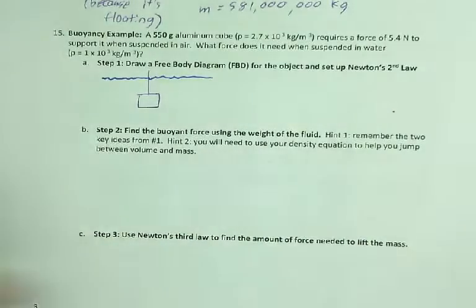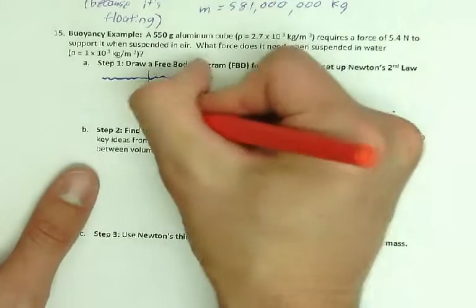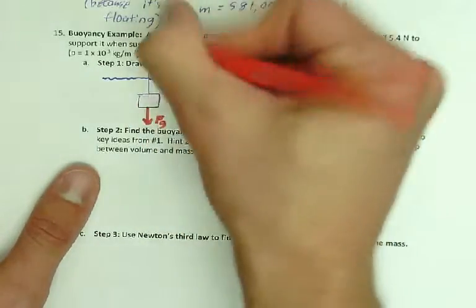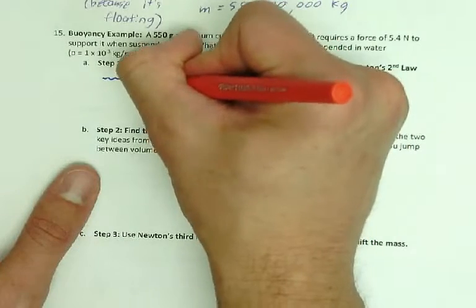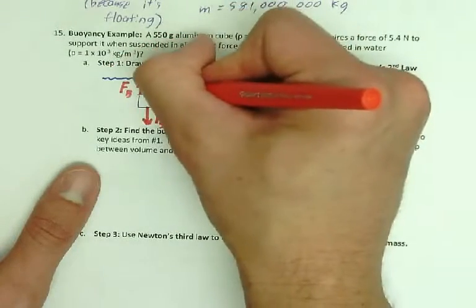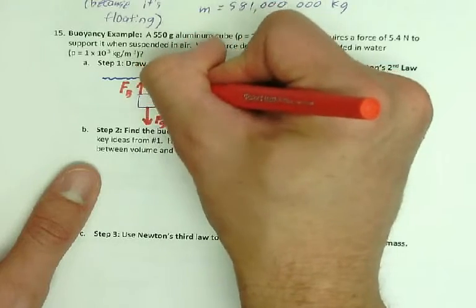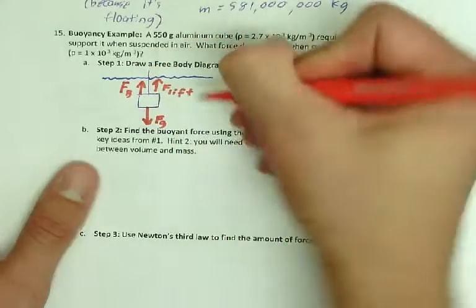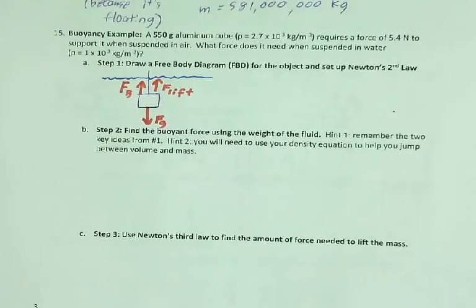So I asked myself, what are the forces acting on this? Gravity down, buoyant up, and some sort of lift force that's pulling this object up or holding this object up. And then we're going to set up Newton's second law, which is just F equals ma.